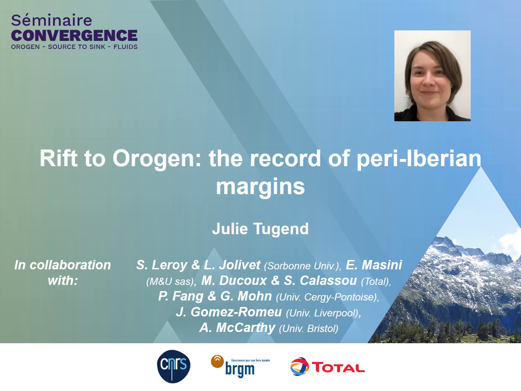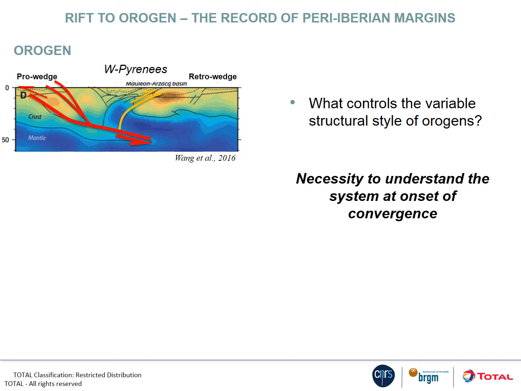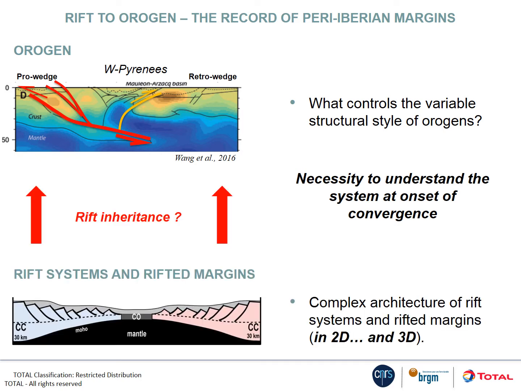Today I would like to present you some of the outcomes of my project Rift to Origin, the record of peri-Iberian margins. Being part of the Origin project, the idea was to investigate what controlled the variable structural style of orogens. The point of view I developed was to try and understand the influence of preconvergence rift structure. But why should we care about rift inheritance?